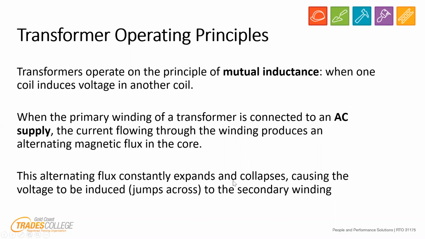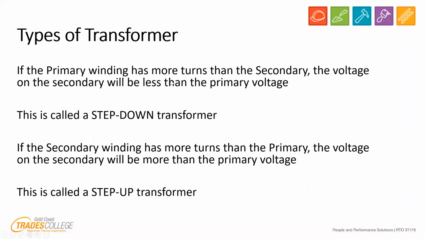Notice that it expands and collapses, and then once again we've got the words jumps across into the secondary winding, and then the size of the secondary winding, secondary coil, it governs this next slide here. If the primary winding has more turns than the secondary, the voltage in the secondary will be less than the primary. Step down, and then the opposite is true for the step up. So you've got your two main types of transformer there.